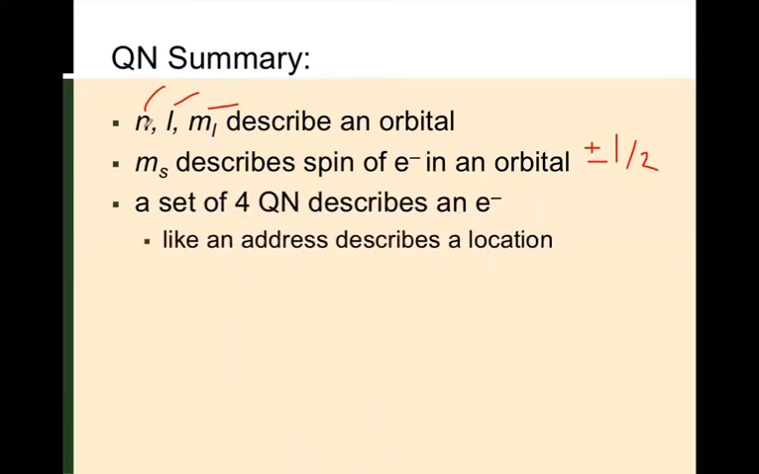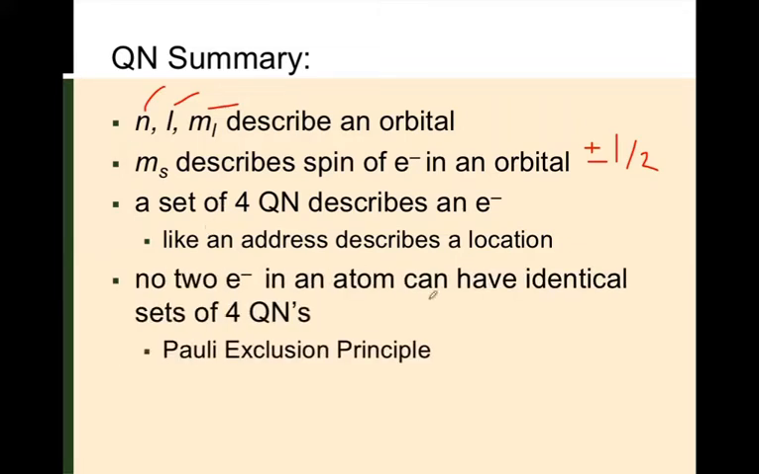So for example, if the N quantum number is the country you live in, so for example, the Philippines, L could then be the city, like Quezon City. ML could then be like the street, Katipunan Avenue, and then MS could then be like the building inside the university. You could even get more. MS could be the office or the lecture theater, then ML could be the building, L could be the university, and N could be the city.